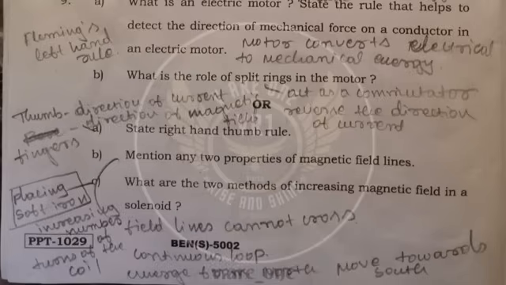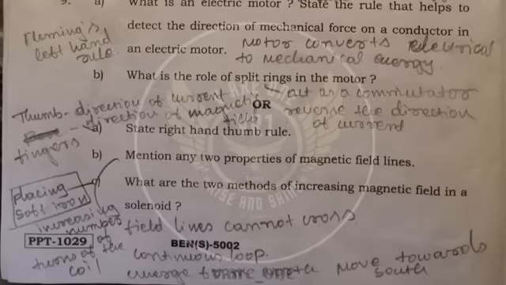State the right hand thumb rule, mention any two properties of magnetic field lines, and what are the two methods of increasing magnetic field in a solenoid. According to the right hand thumb rule, the thumb represents the direction of current, and the other fingers curved around the conductor represent the direction of the magnetic field.